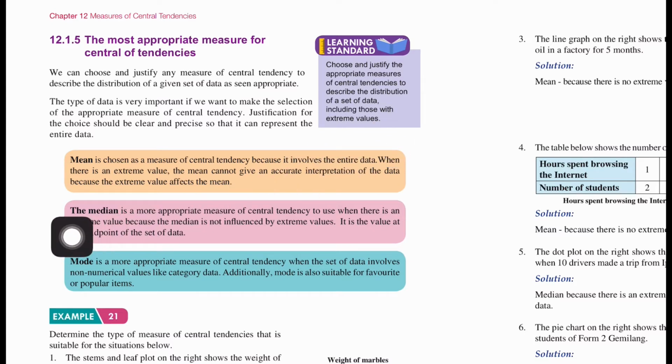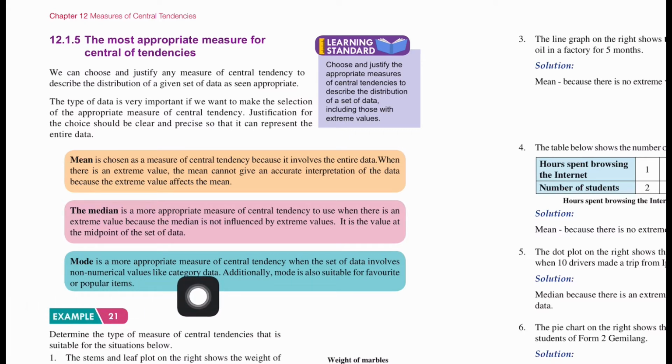Okay, next kita tengok median. Okay, the median is more appropriate measure of central tendency to use when there is an extreme value because the median is not influenced by extreme values. It is the value at the midpoint of the set of data. Okay, faham median kan tengah-tengah kan? Okay, and last one, mode is more appropriate measure of central tendency when the set of data involve non-numerical values like category data.